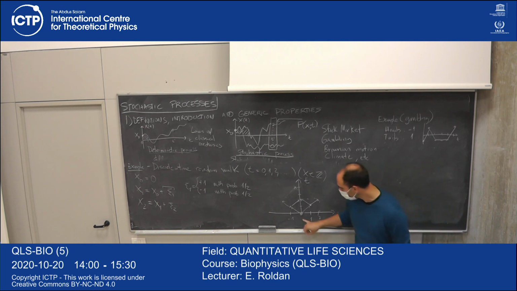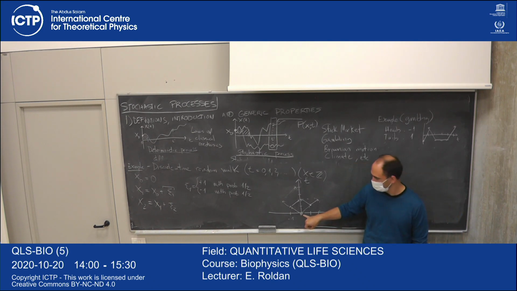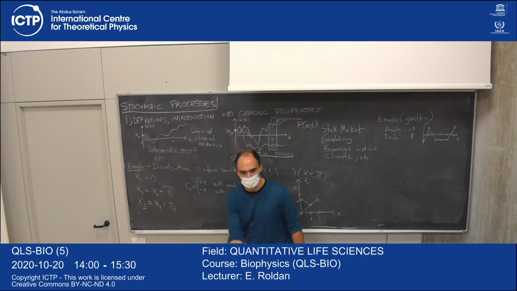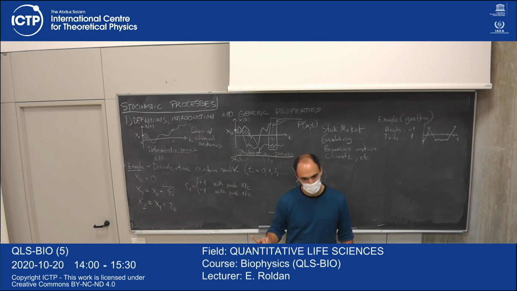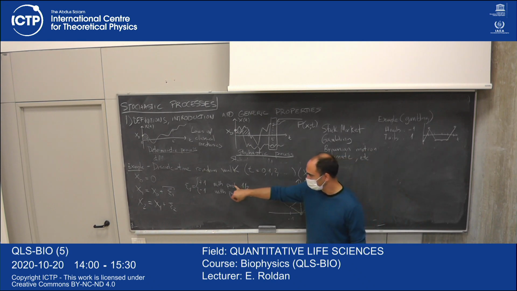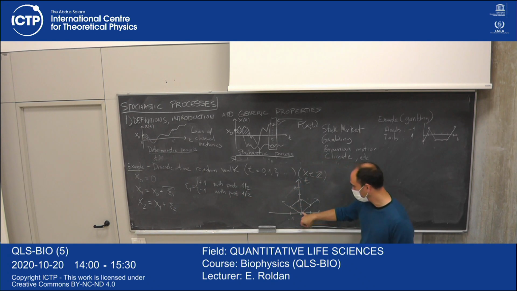Okay. At time 0, I am at 0. At time 1, I jump, and I will be at x0 plus xi1. Xi1 is a coin that you flip. You will move one step here. And in which direction? It's random, so either +1 or -1. So you could go here or here, okay?